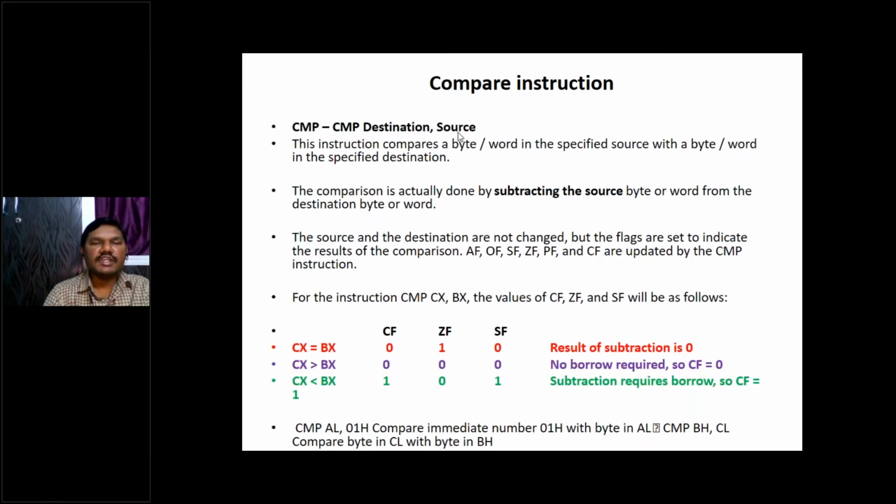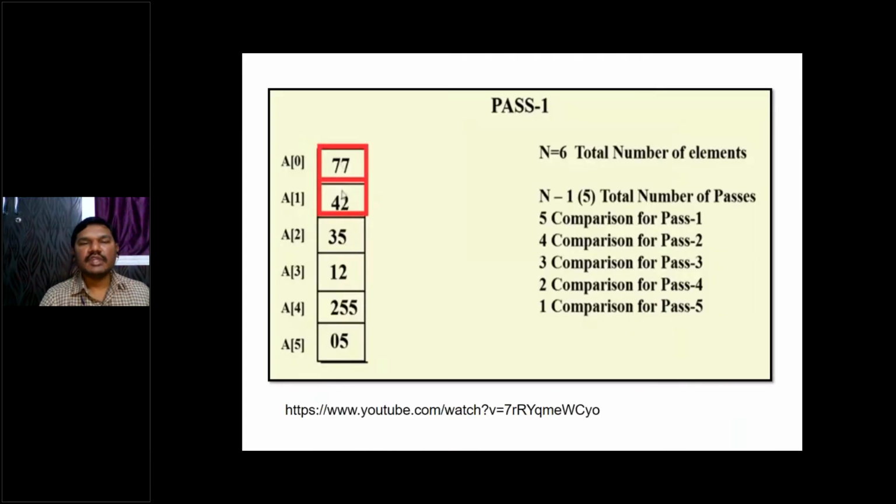What does the compare statement do? The syntax is CMP destination, source. According to our sorting, this comparison will be done and it will check the condition with the status of the flag register. Suppose I have n values, if n equals 6, then we have to verify n minus 1 passes, or n minus 1 comparisons. See here, 1, 2, 3, 4, 5, 6 values, then I need 5 comparisons. That is the main condition of sorting.